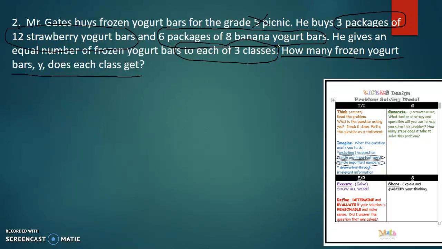Now I need to figure out, well, what am I going to do to solve my question? So I know 3 packages of 12 yogurt bars. So I know that that is 3 times 12. It says and, so that means plus something. I'm putting something together. And 6 packages of 8 banana yogurt. So I have 6 times 8.